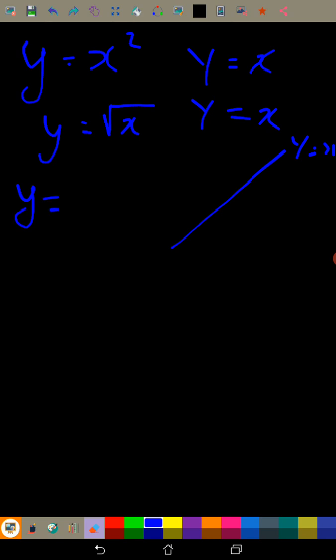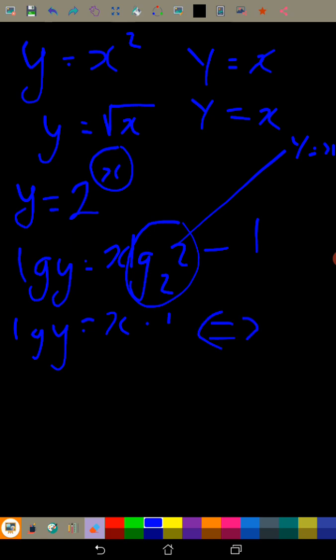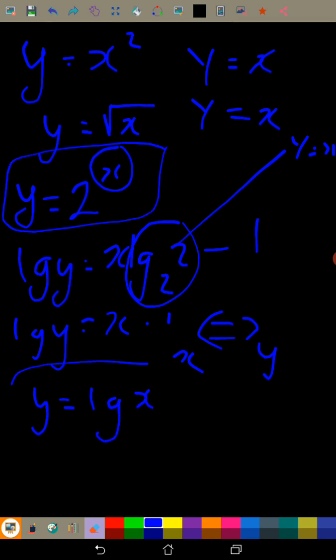And if you have something like y is equal to 2 to the power of x, we will have log here. You bring the x here at the front because you will put a log to the base of 2. This is equal to 1, so x times 1 is x, and log y. So if we substitute the places of x and y, we'll have y is equal to log x. That's what I just showed previously. So this is the inverse of this.